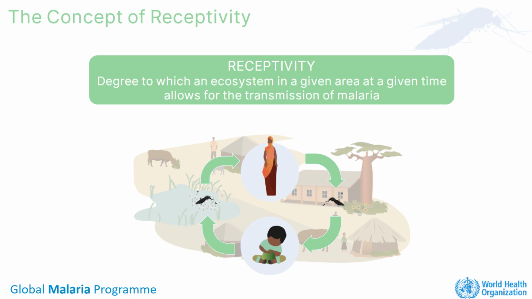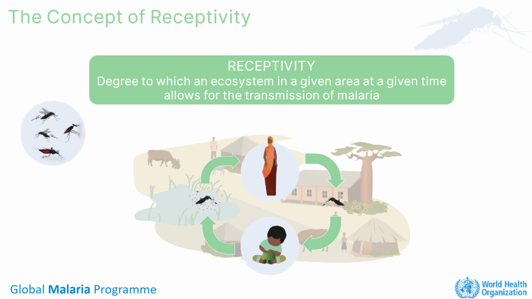However, note that the definition of receptivity applies to an ecosystem, which is more than just the vector. An ecosystem also includes humans, the parasite, and the climate. So the receptivity of an area is also affected by the human population, the parasite species, and the climate. Let's consider different factors and how they affect receptivity.